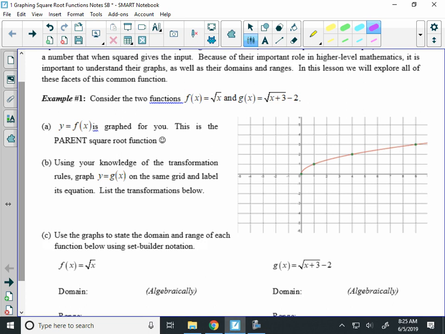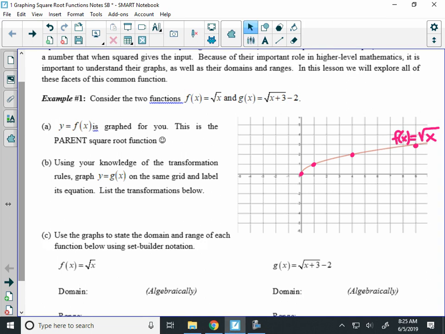We're going to look at the graph here. So it says consider 2 functions, square root of x and g of x, which is the square root of x plus 3 minus 2. We already graphed square root of x. That's the guy that's right here on the paper. That's f of x. And that is what we call the parent function for the square roots. There are dots darkened on your paper. It's a little hard to see here on the screen, so I'm darkening them in. But those are the key points.